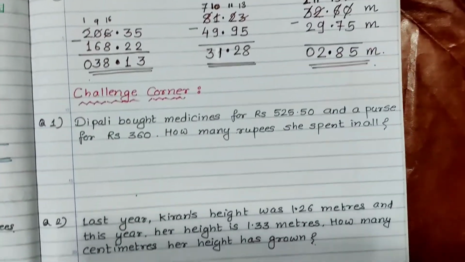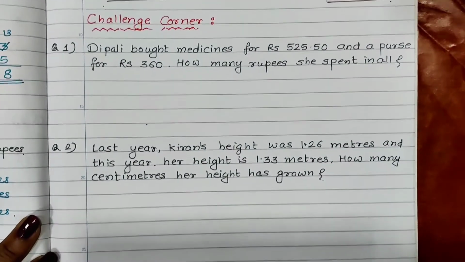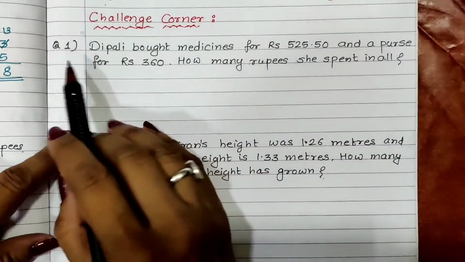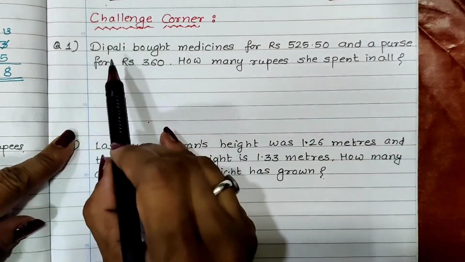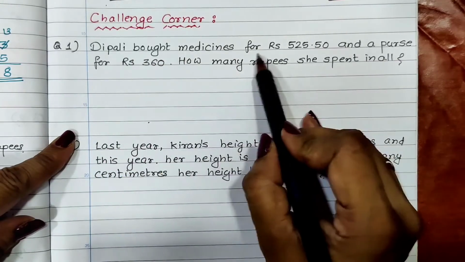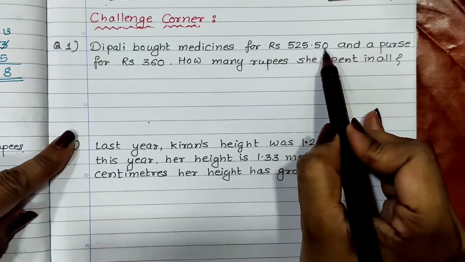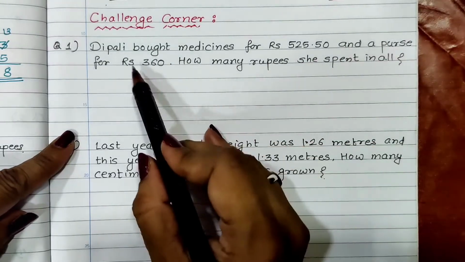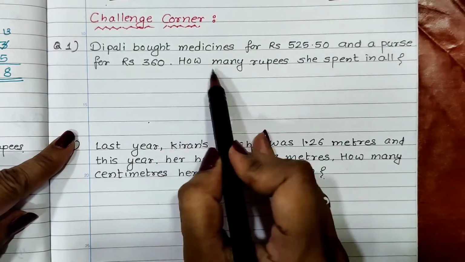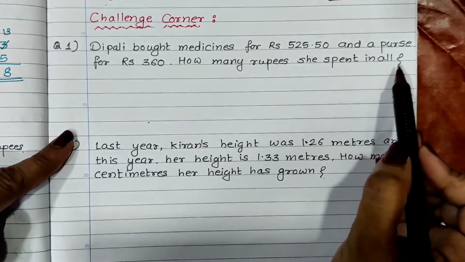Now next we have challenge corner questions. There are word problems. So let us see what is question number 1. Deepali bought medicines for rupees 525 and 50 paise, and a purse of rupees 360. How many rupees did she spend in all?